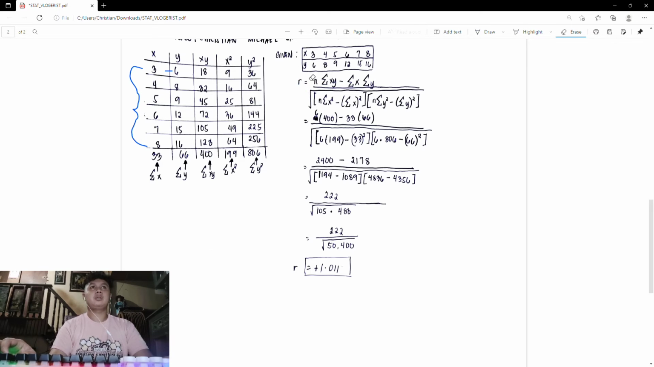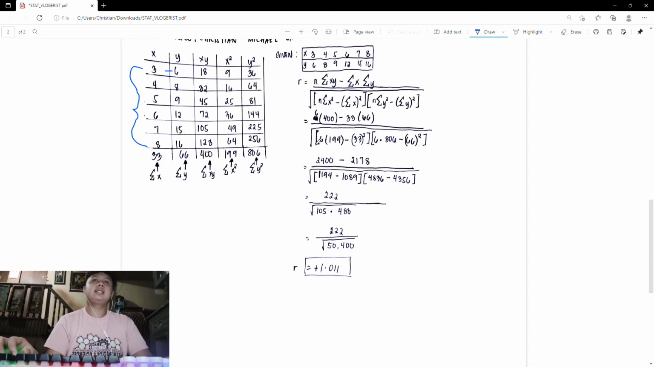After getting those values, we can now solve the formula, which is r is equal to n times the summation of xy minus the summation of x times the summation of y, divided by the square root of n times the summation of x squared minus the summation of x, squared, times n times the summation of y squared minus the summation of y, squared.